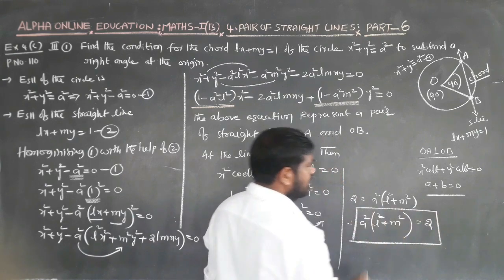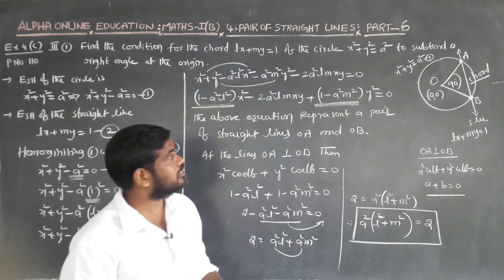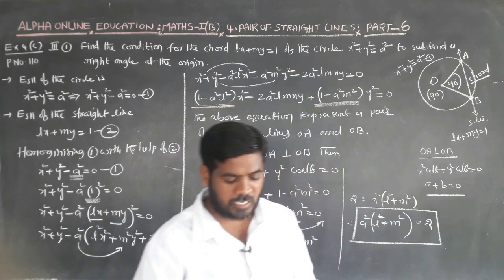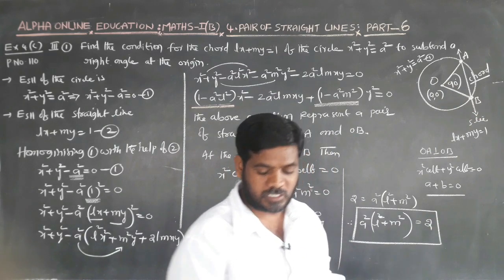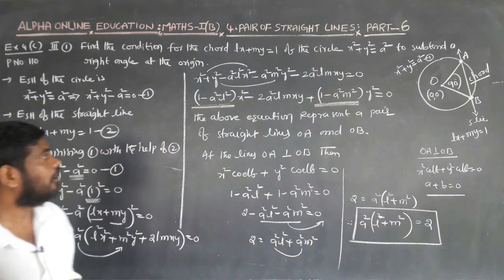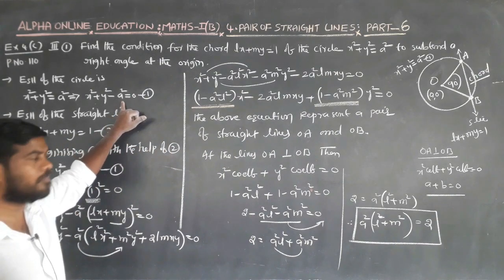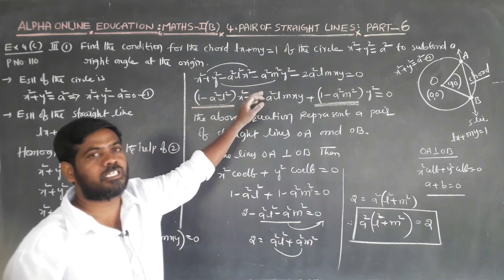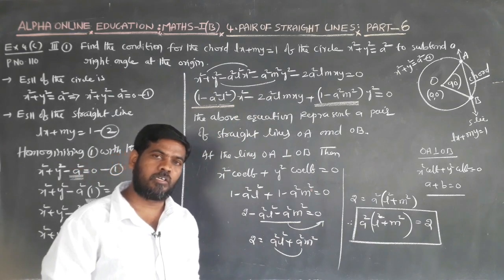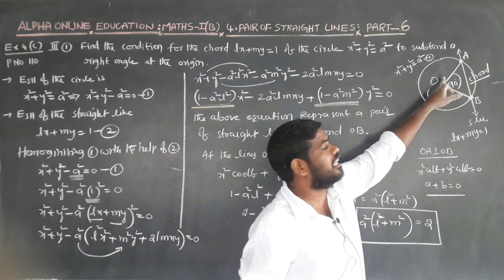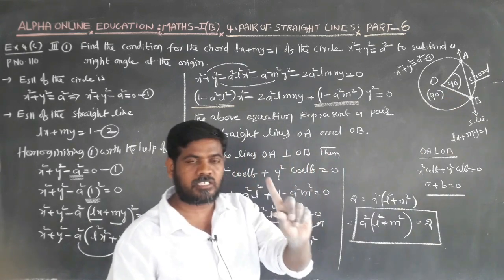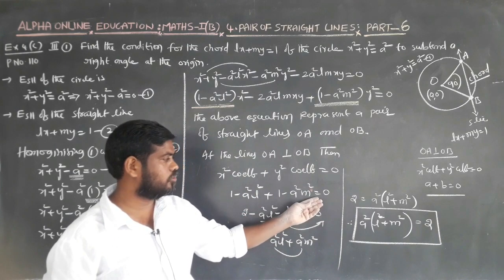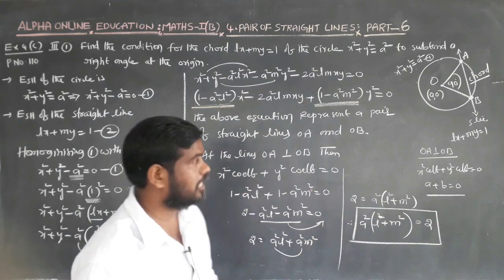Therefore, the condition is a square into l square plus m square is equal to 2. This is the condition for the two lines to intersect orthogonally, or subtend a right angle at the origin. Homogenizing the circle with the help of the line, this is the equation representing a pair of straight lines OA and OB. If the two lines subtend a right angle at the origin, means two lines are perpendicular, so x square coefficient plus y square coefficient equal to 0. Simplifying, this is the condition.